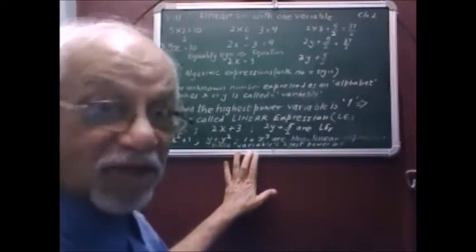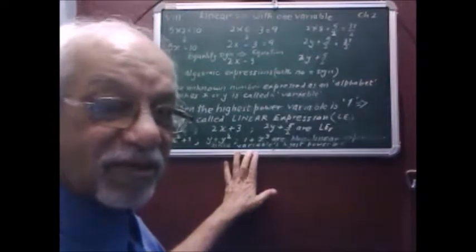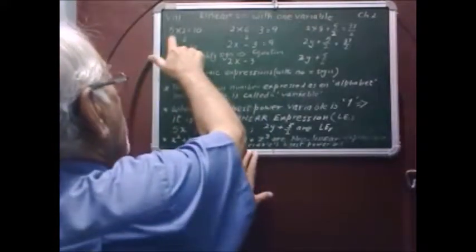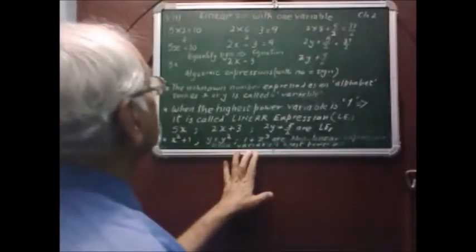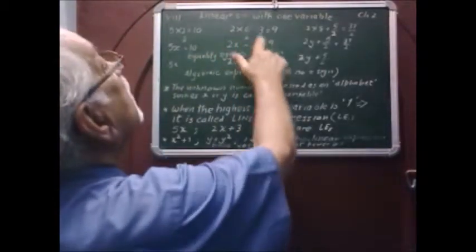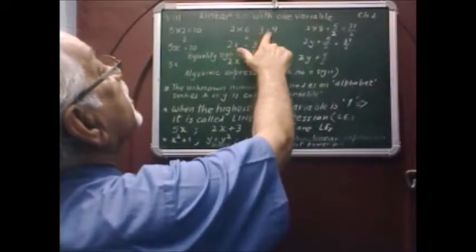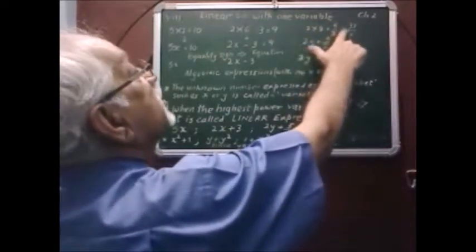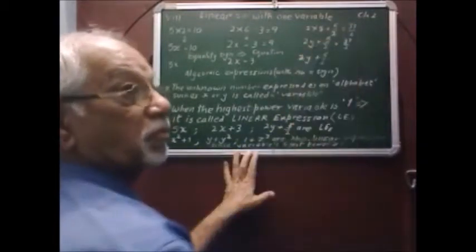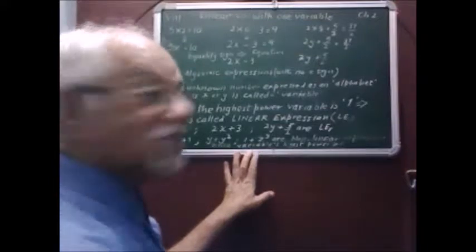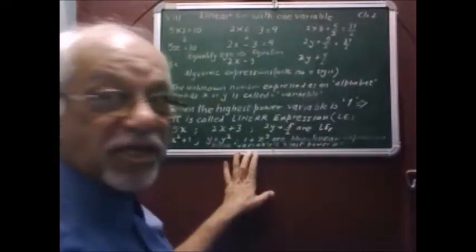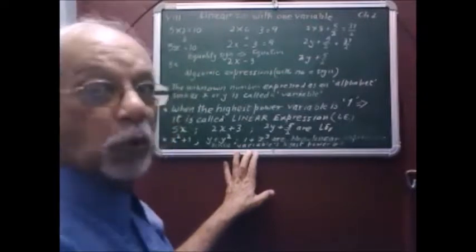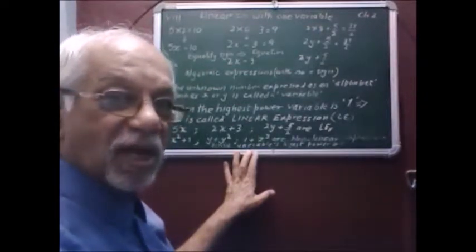In our arithmetic classes, we have learned about equations like 5 times 2 equals 10, 2 times 6 minus 3 equals 9, 2 times 8 plus 5 upon 2 equals 37 upon 2. These are arithmetic equations. When one of the numbers is changed to an alphabet and is treated as unknown, then it becomes an algebraic equation.